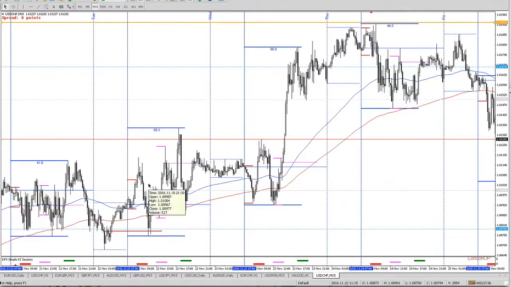So we've won quite a few trades and it's not really been difficult on an uptrend. On a downtrend, it's not difficult either.